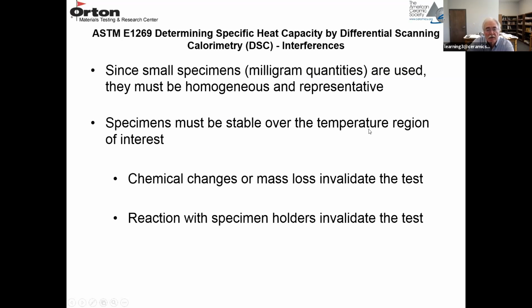These specimens have to be stable over the temperature you're measuring the heat capacity. You don't want a chemical reaction. You don't want a mass loss. You can't change the mass if something volatilizes. If you have a chemical reaction, that's an endothermic or an exothermic reaction, you're not going to be able to measure the heat capacity. You can't have a sample that reacts with the sample holders. They're usually platinum. So that's another endothermic or exothermic reaction that will invalidate the test.